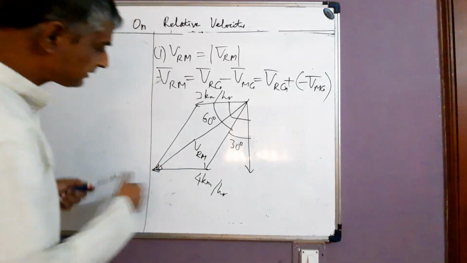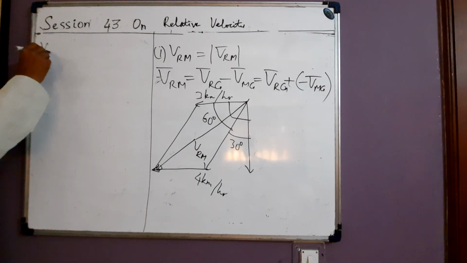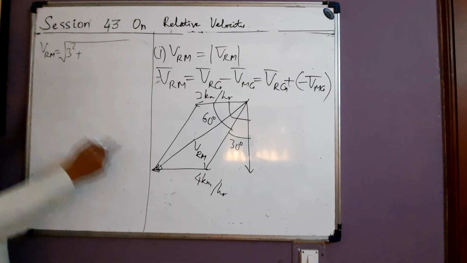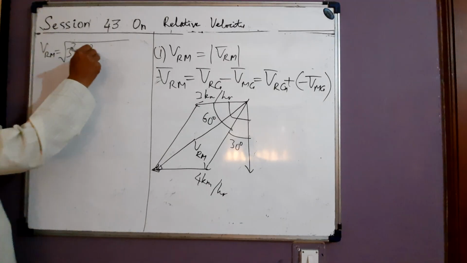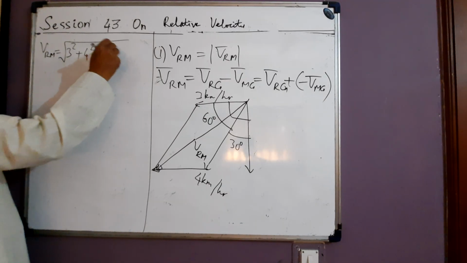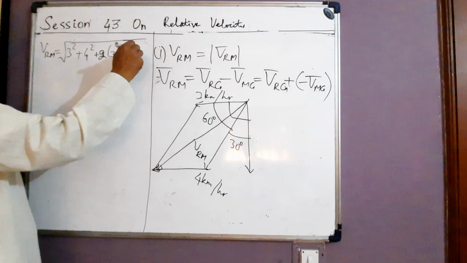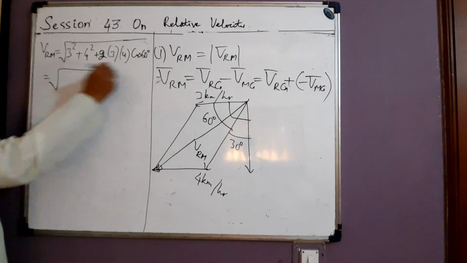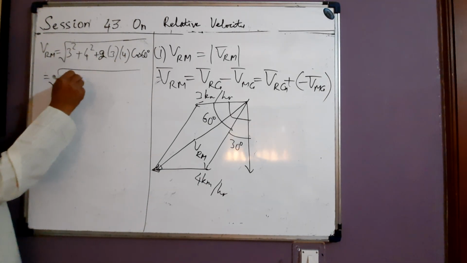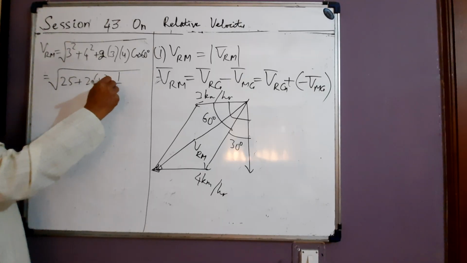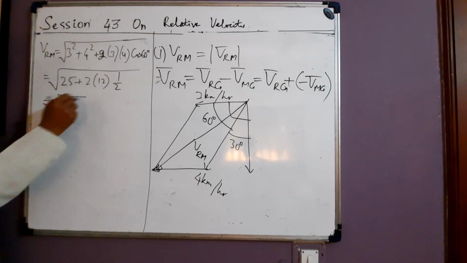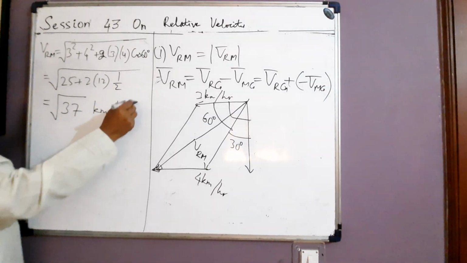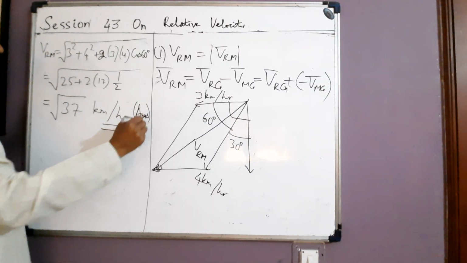So from the parallelogram law of vector addition, VRM is nothing but root under 3 square plus 4 square plus 2 into 3 into 4 into cos of 60 degree. So this becomes equal to root under 3 square plus 4 square, which is 25, plus 2 into 3 into 4, which is 12, cos 60 is half, 2 goes away, root 37 kilometer per hour. That is the answer to the first part of the question.